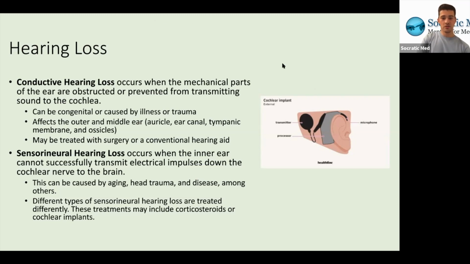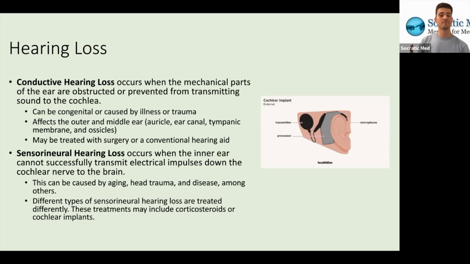And sensorineural hearing loss is the second type. So this occurs when the inner ear cannot successfully transmit electrical impulses down the cochlear nerve to the brain. So conductive hearing loss really focuses on not being able to transmit the mechanical information to the cochlea. And then with sensorineural hearing loss, we're getting the information over to the cochlea, but there's a problem with the actual sensory neural pathway. There's a problem with transferring the mechanical information into electrical information and getting it to the brain.